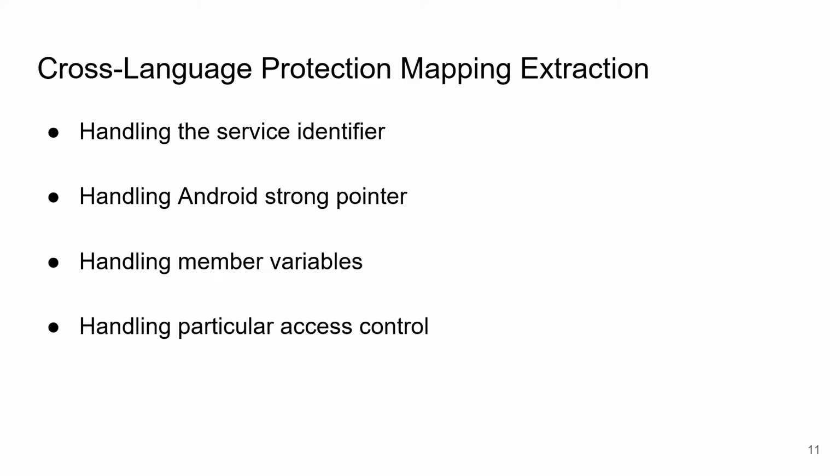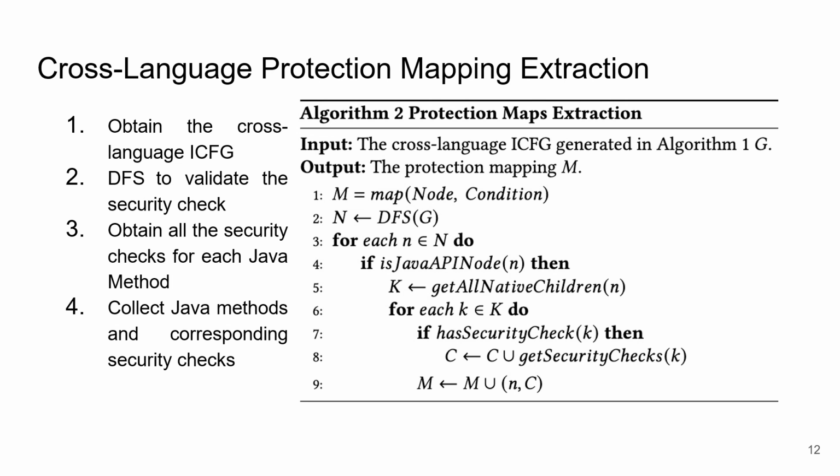For example, handling the service identifier, handling Android strong pointer, handling member variables, handling particular access control. The algorithm shows how to extract the protection mapping of Android API.